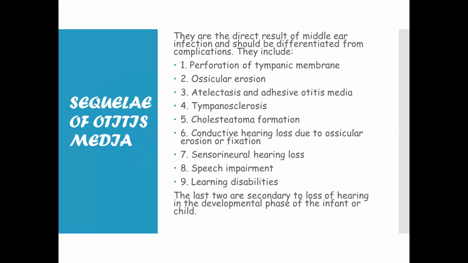Then what are the sequelae of otitis media? These are the direct result of middle ear infection and should be differentiated from complications. So these are not complications, they're sequelae. The first is perforation of tympanic membrane, 2 ossicular erosion, 3 atelectasis and adhesive otitis media, 4 tympanosclerosis, 5 cholesteatoma formation, 6 conductive hearing loss due to ossicular erosion or fixation, 7 sensorineural hearing loss, 8 speech impairment, 9 learning disabilities, and the last is secondary to loss of hearing in the developmental phase of the infant or child. So that's all about acute otitis media.